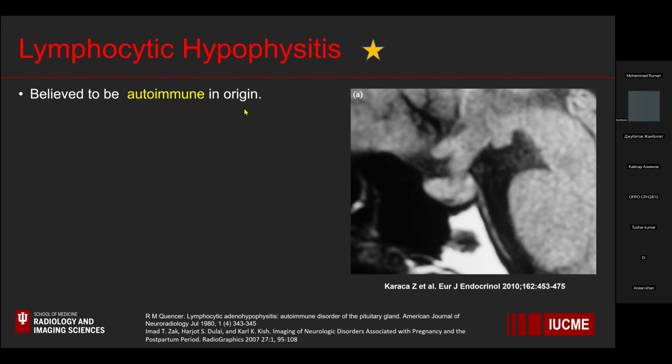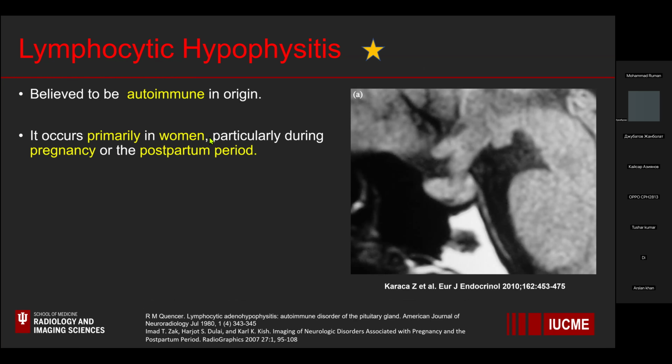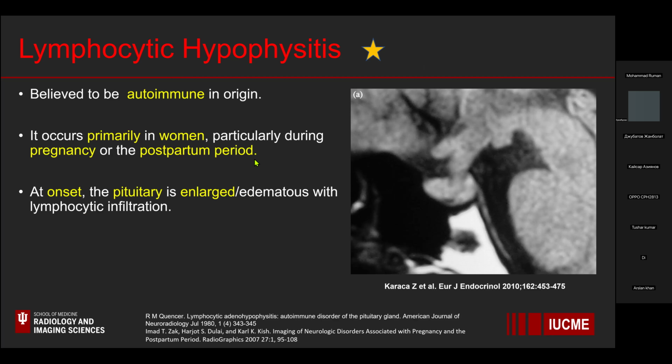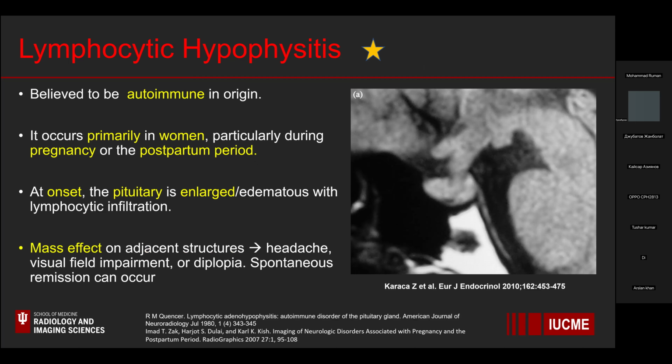It's believed to be autoimmune in origin and primarily occurs in women, particularly during pregnancy and the postpartum period. At the beginning, the pituitary is enlarged, very angry, very edematous, and that's because of lymphocytic infiltration. Because it enlarges and starts compressing on adjacent structures, these patients present with headaches. They may have visual impairments. Very, very rarely this can remit spontaneously, but most often it progresses unless it's treated in time.